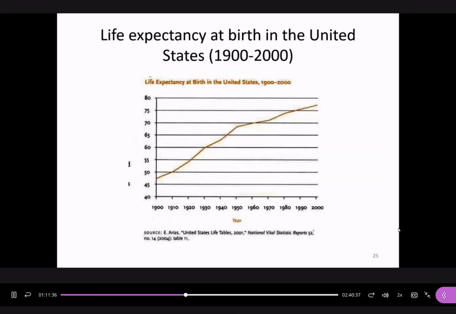And life expectancy: on average in the early 20th century, it was lower than 50 years old. But now it's above 75. So we have the longest life expectancy in the world in Hong Kong. What is the number? Anyone knows the number? 80 something? I forgot the number, but it should be the longest. I remember, 80 something maybe.